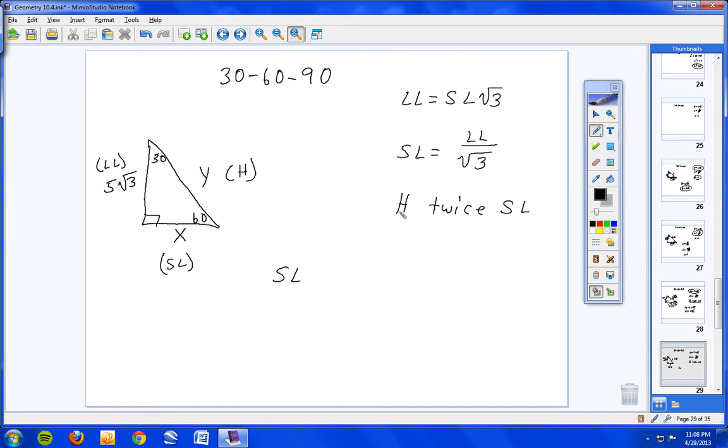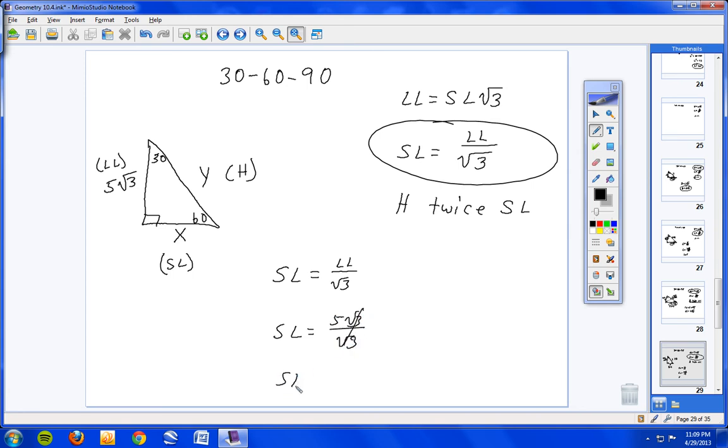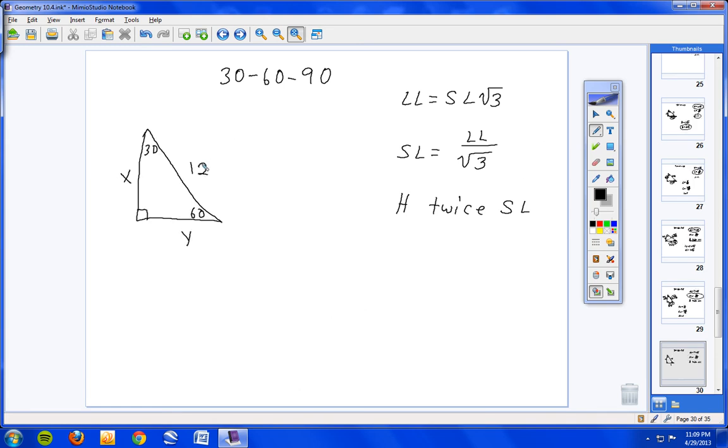And my formula right here tells me the shorter leg equals the longer leg divided by the square root of 3. So shorter leg equals longer leg, which is 5 square root of 3 over square root of 3. So those cancel, and the shorter leg equals 5. So x equals 5. There we go. Now what does the hypotenuse always equal? Twice the shorter leg. So the shorter leg is 5, so the hypotenuse y has to equal 10. All right. Moving on, last one.